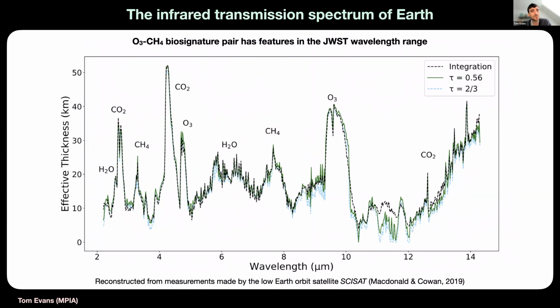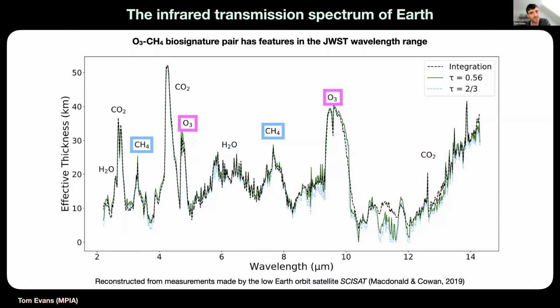Okay, so I'll come back to TRAPPIST-1, but now let's just take a quick look at the Earth's infrared transmission spectrum, shown here based on real measurements that were made by a satellite in low Earth orbit. And we see in this spectrum 2 of the most prominent gases that together are considered a biosignature, oxygen in the form of ozone and methane. If both of these gases could be detected together in the spectrum of an exoplanet, it would be a strong indicator of a biosphere that's producing methane and oxygen as metabolic byproducts.